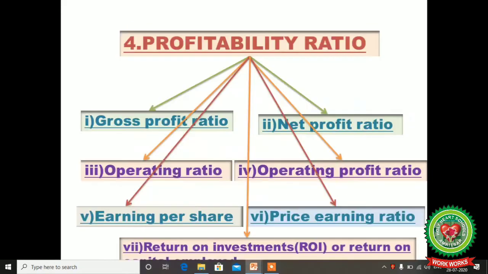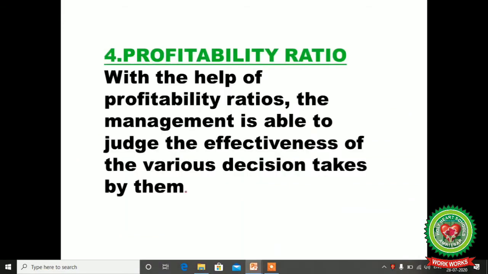So the fourth section of ratio analysis, profitability ratio. Know about the profitability. With the help of the profitability ratio, the management is able to judge the effectiveness of the various decisions taken by them. So from the name it is clear, profitability, it's all about the profits. Firstly, know about the profits of the company, then after considering all the facts, management can take the decision for the future with the help of the profitability ratio.